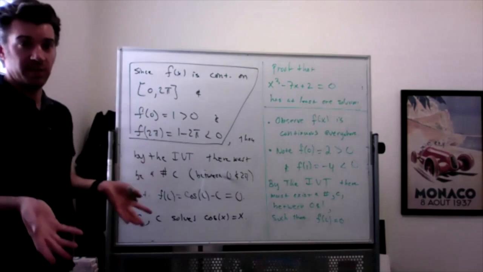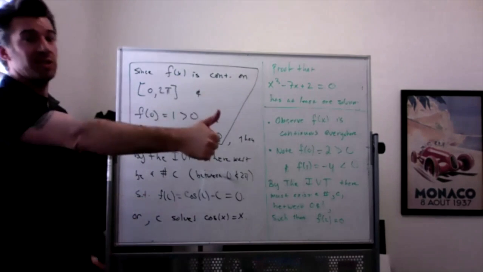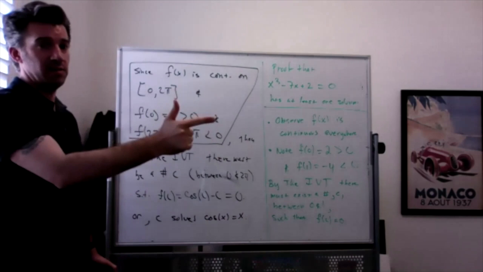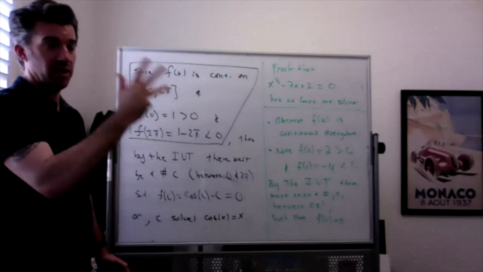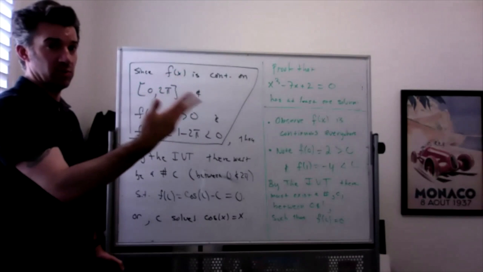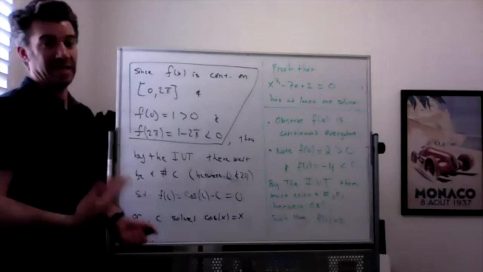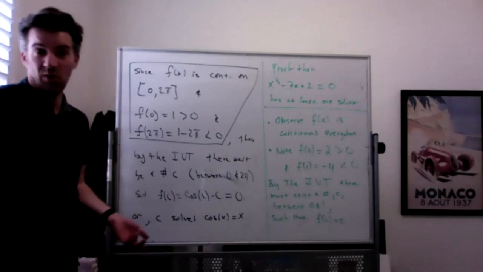So that's the idea with intermediate value theorem. You say the function is continuous, you show it's positive somewhere, you show it's negative somewhere, and then you say by the intermediate value theorem, there has to be a place between those two numbers where it has to equal 0. That's the whole gist.